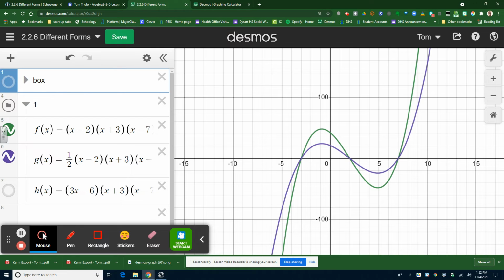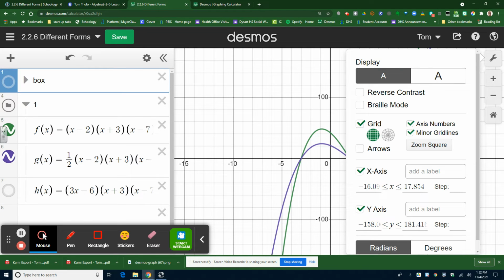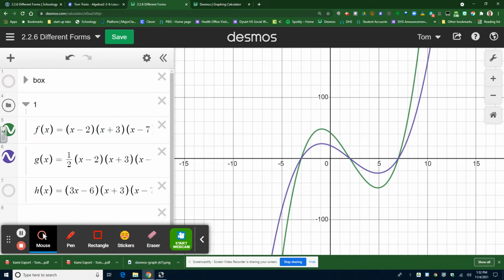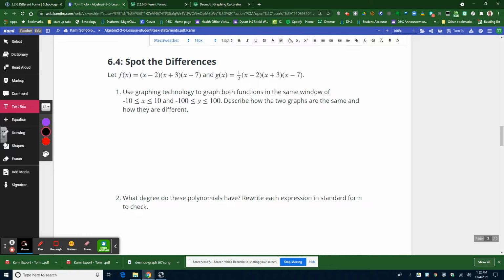Notice, it asked you to put them between -10 and 10, and this is close enough. -10 to 10 and -100 to 100. So, after they're graphed, you're asked to do this. Describe how the 2 graphs are same and how they're different. So make 2 text boxes, call one same and one different, and then put in the sameness, the similarities, same, and different.